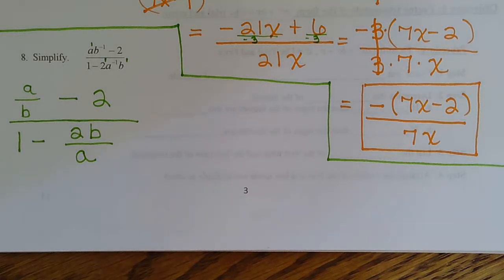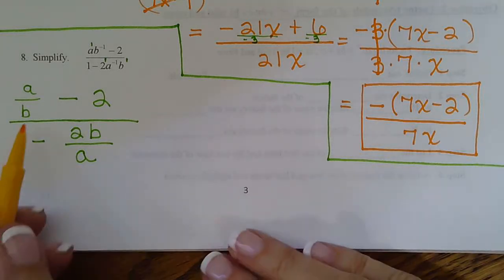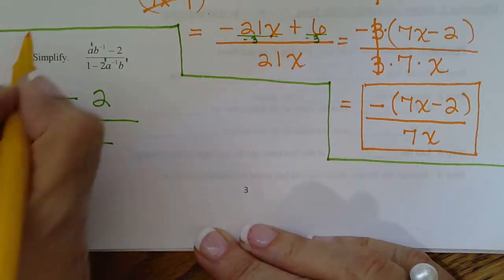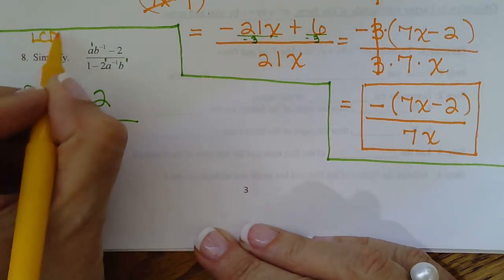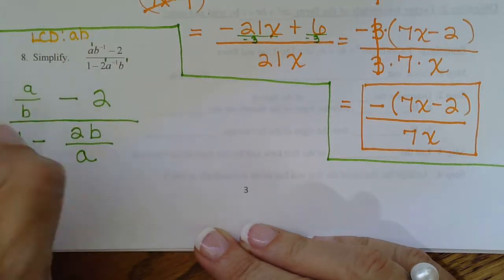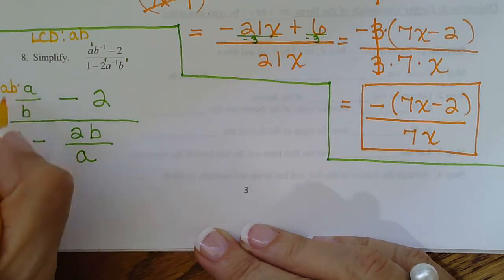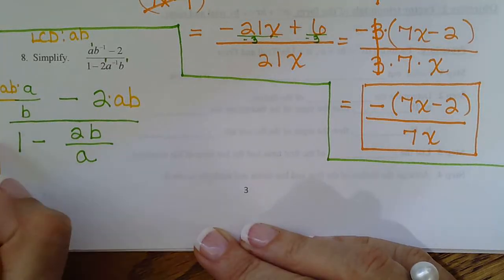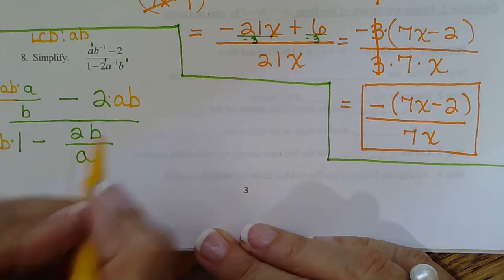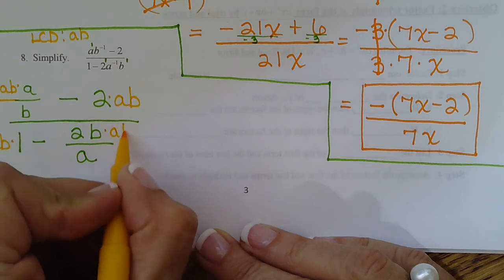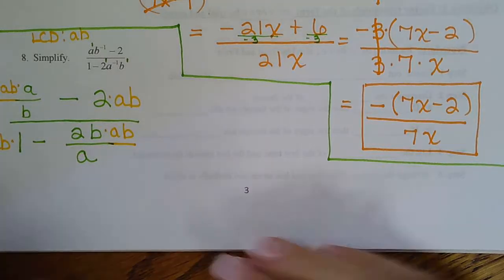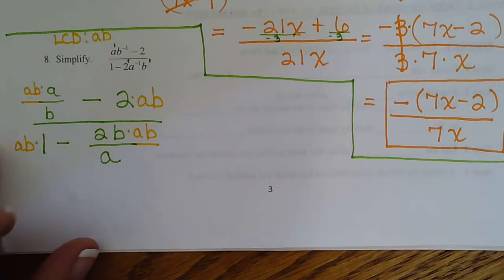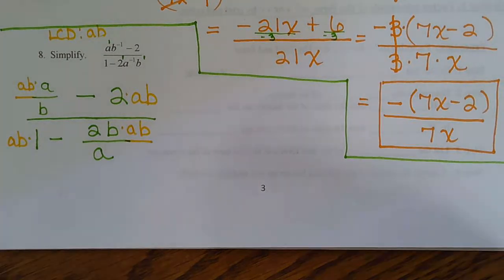So the LCD is, I see a B and I see an A. So the LCD is AB. So I put an AB in this numerator. I put an AB beside this one. I put an AB beside this term. And I put an AB in the numerator of this fraction. So even if it's not a fraction, remember it gets multiplied by AB.